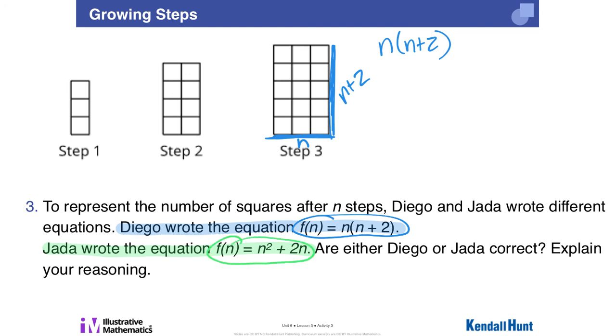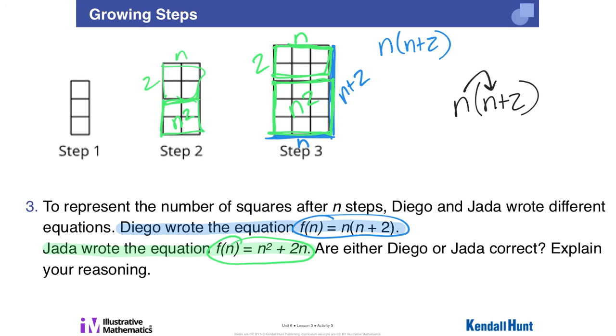Now Jada did it differently. She saw n squared plus 2n. And so n squared, I'm looking for a square, in this case 3 by 3, because that's our step number. So that square is n squared. And then we're adding on 2n, 2 rows of 3. So here's our n going across, that's the width, and we're always adding on 2 rows of that. Let's just double check that that works here. Here's our n squared, and then here's 2 rows of n width.